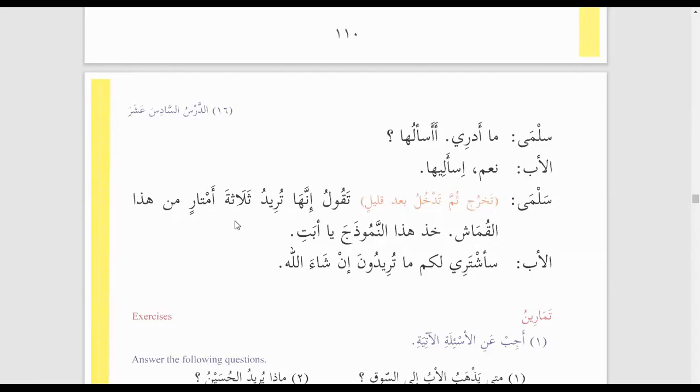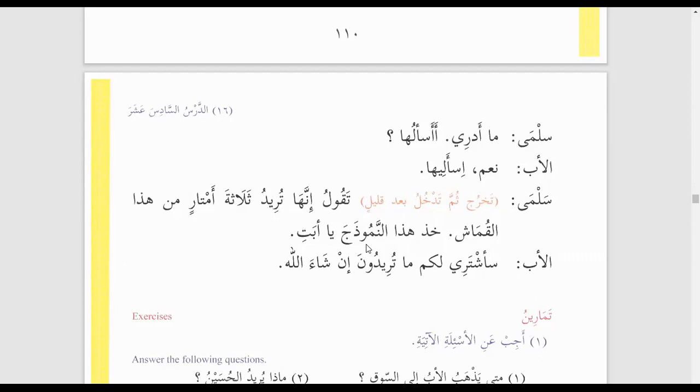٣ أمتار. We can see here that the numbers from 3 to 10 will be used as mudaf, with mudaf ilayh, and they will be opposite in gender. So it was basically mitrun, which is singular masculine, and that's why the number here is feminine, ٣ أمتار. The plural of mitrun is أمتار, meters.